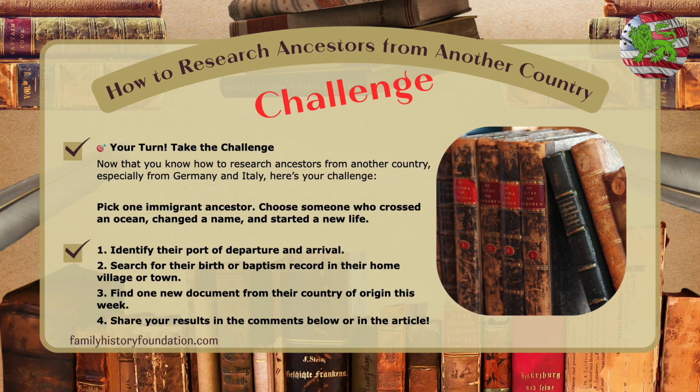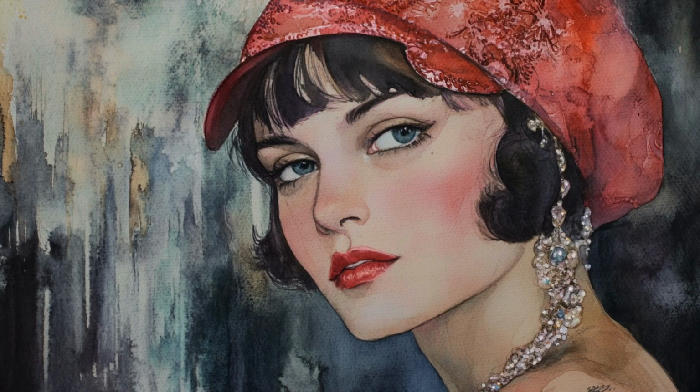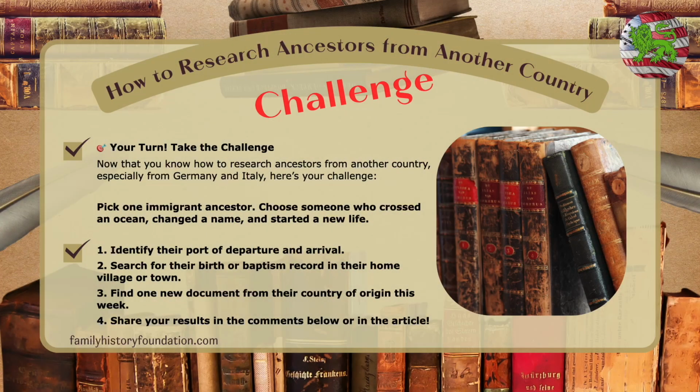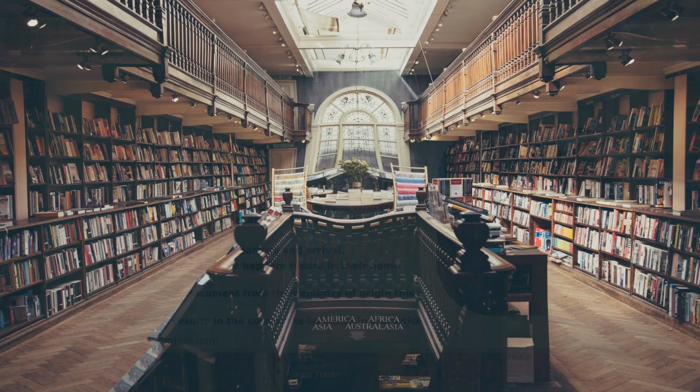You got this, okay? And I'm going to leave you guys with a challenge right before we sign off here. But here's your challenge. Now that you know how to research ancestors from another country, pick one immigrant ancestor, someone who crossed an ocean, changed the name, and started a new life. Identify their port of departure and arrival. Search for their birth or baptism record in their home village or town, and find one new document from their country of origin this week.